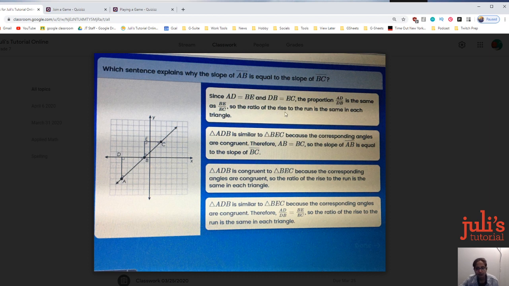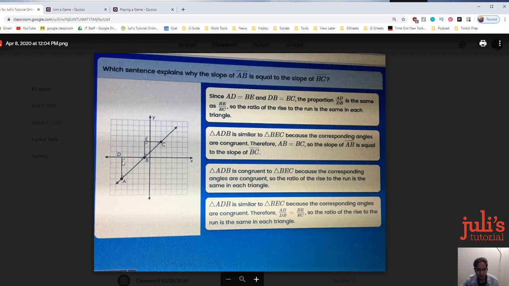So the ratio of the rise to the run is the same in each triangle. Okay, so as in the ratio of the slope. Rise over run is basically the slope, and it is the same in each triangle. So triangle ADB, the one on the bottom, upside down, is similar to triangle BEC. Well, we knew that because of all of this. If it's a correct proportion and a proportional triangle, then the triangles are similar because the corresponding angles are congruent.